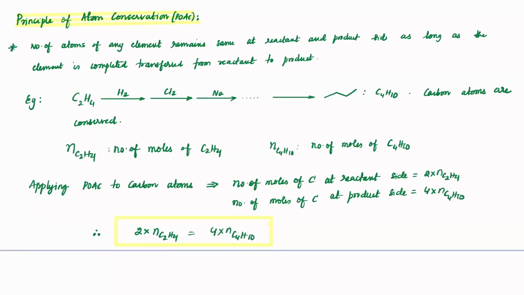POAC is specifically used whenever we are not aware of how to balance the reaction. So if you are not aware of how to balance the chemical reaction, then POAC will be more useful. I'll give you one more example.